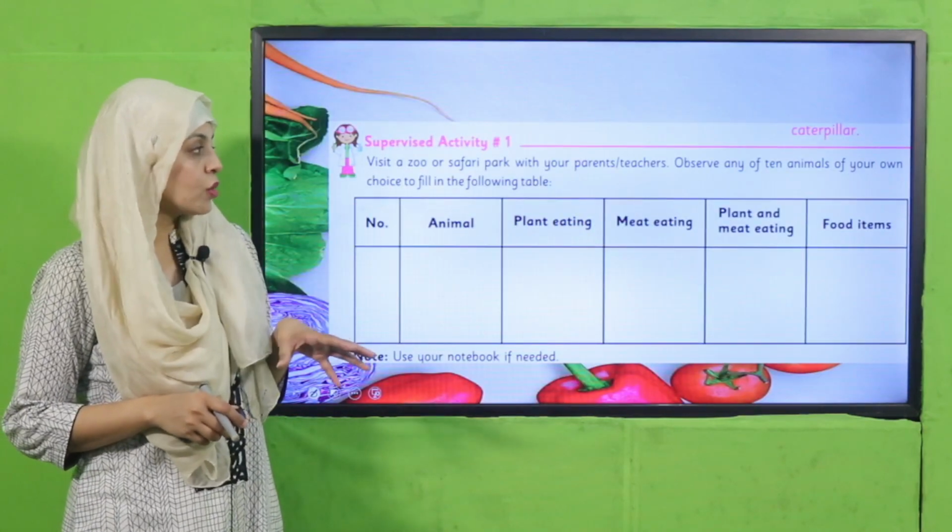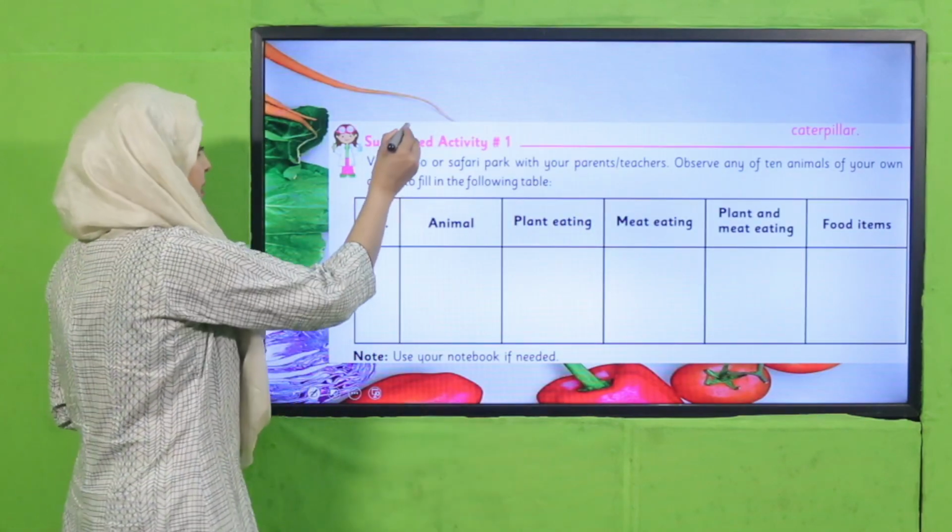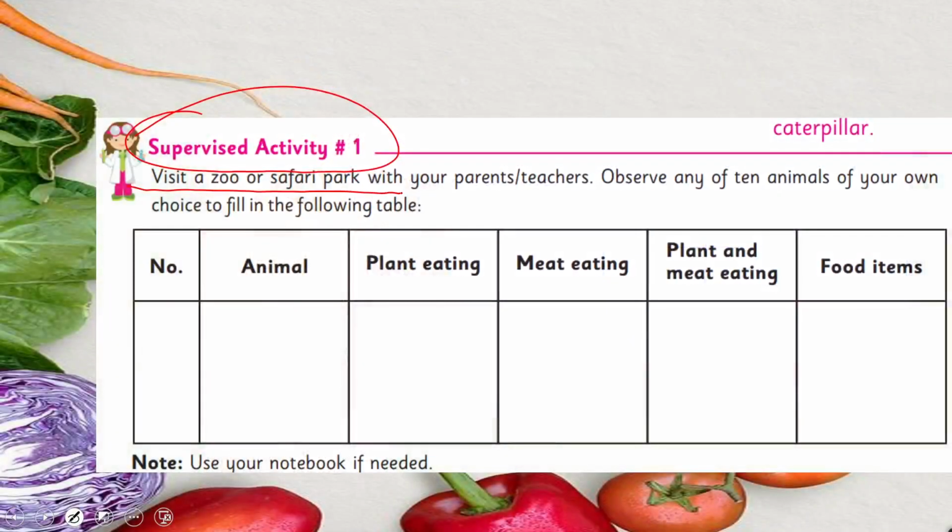Homework. So quickly note down your homework. You will do supervised activity number 1. Visit a zoo or safari park with your parents and teachers. Observe any of the 10 animals of your own choice to fill in the following tables. So my dear students, you have to go to the zoo. You can go with your parents or with your teachers. You can plan this visit.